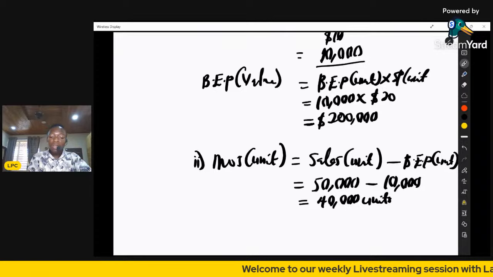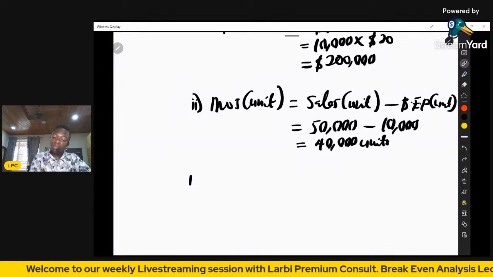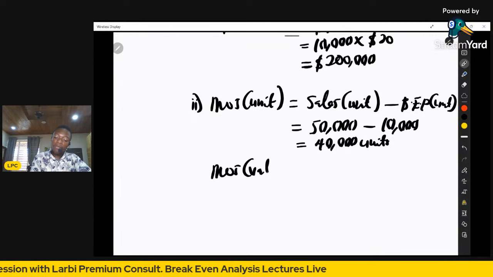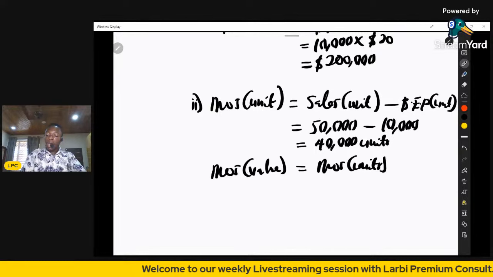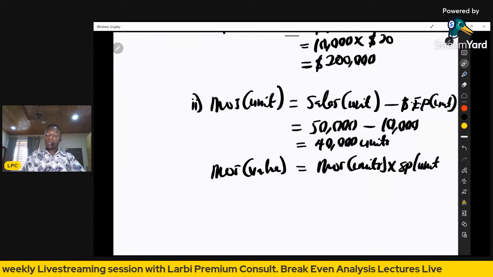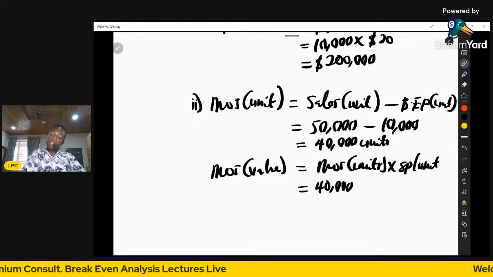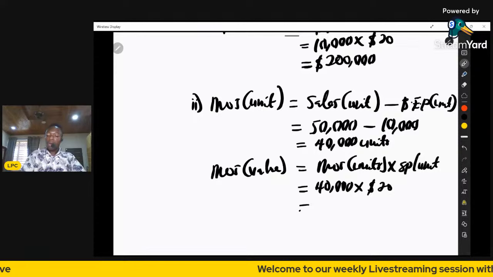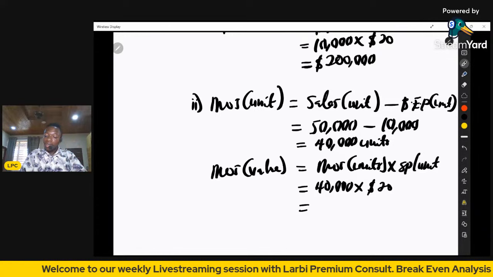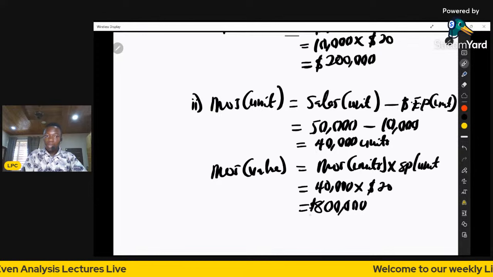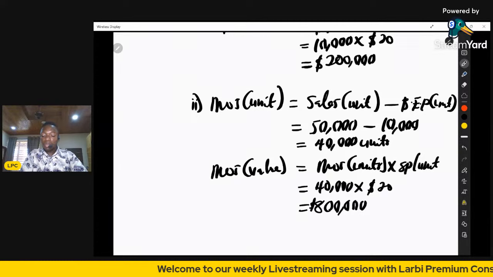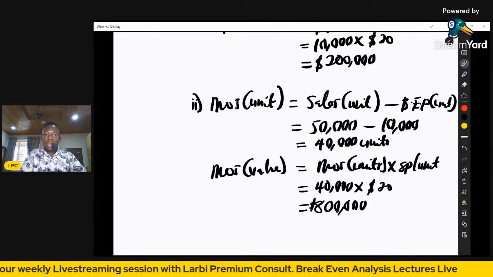For us to get it in terms of value, once you're able to calculate your margin of safety in units, you say that value or sales should be equal to your margin of safety in units, multiplied by the selling price per unit. So we have 40,000 multiplied by the selling price of $20. I know 2 by 4, I'm getting 8, right? So that should fetch me 800,000. So $800,000 should be my margin of safety in terms of value. So let's take note of that. Please be checking the calculations for me so that we know that we are getting everything right.